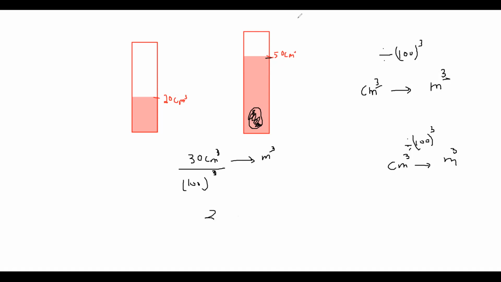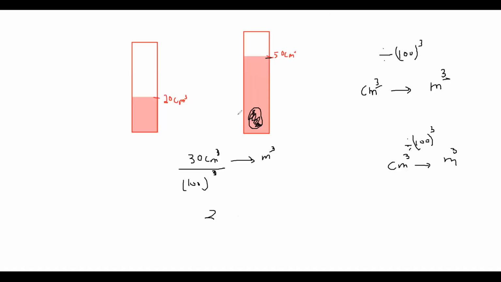So 30 divided by 1 million. What's the answer for 30 divided by 1 million? It should be in power exponent. 30 divided by 10 power negative 5. So 3 into 10 power negative 5 meter cube.